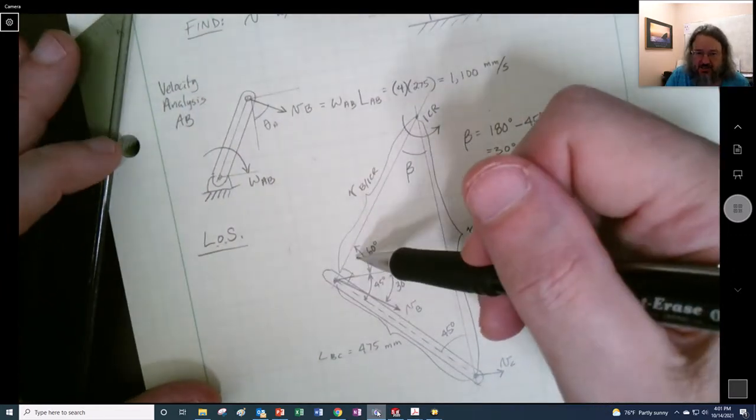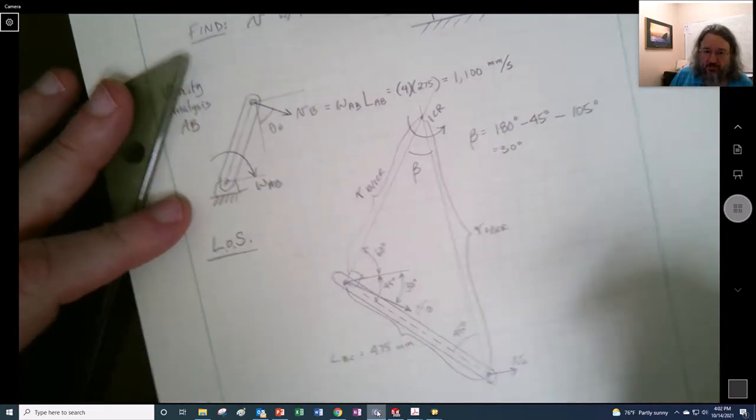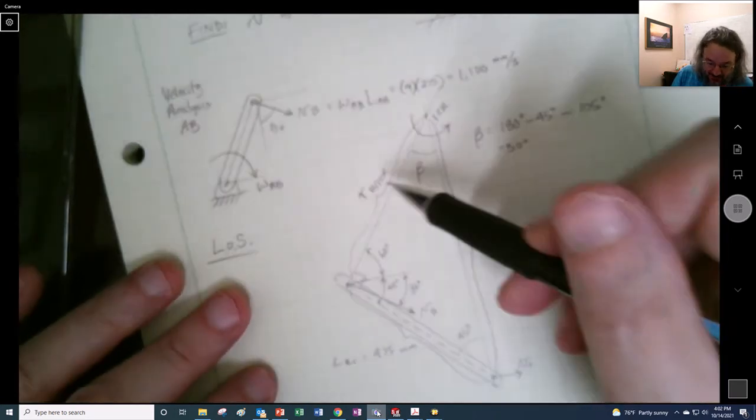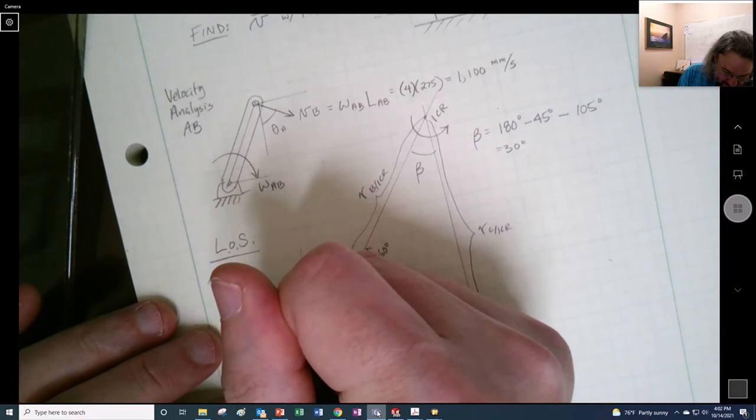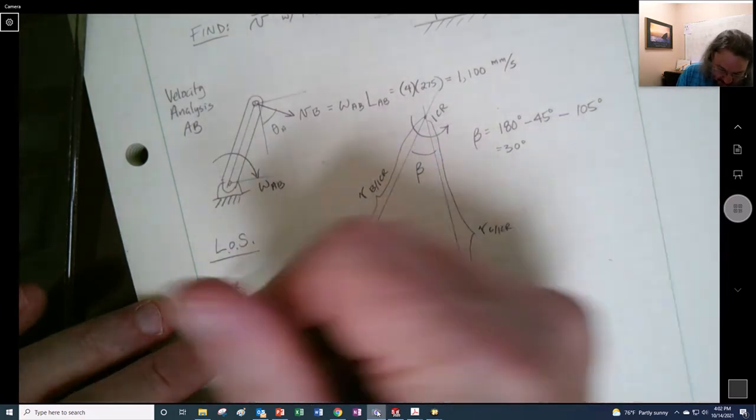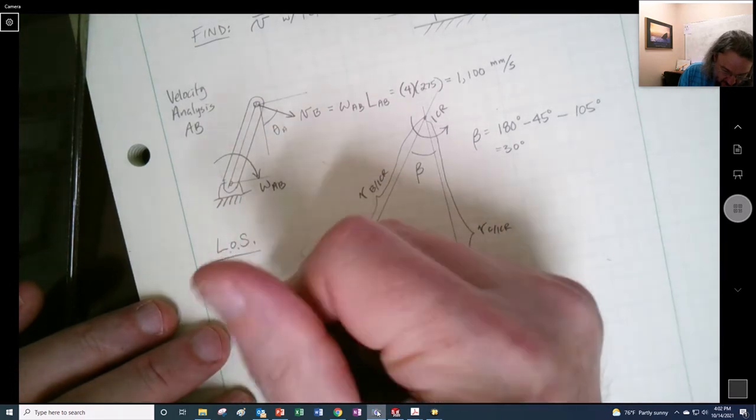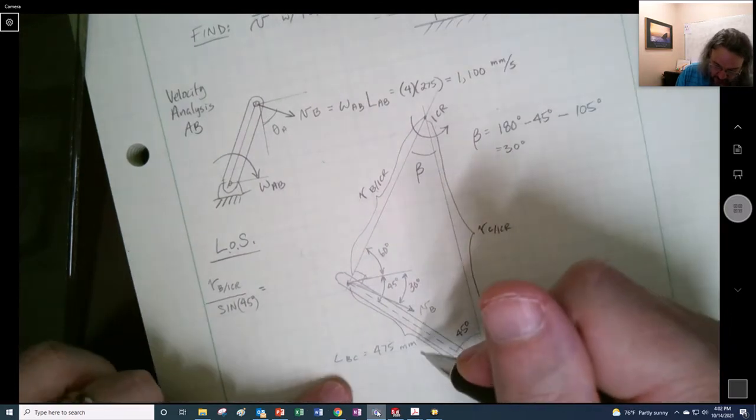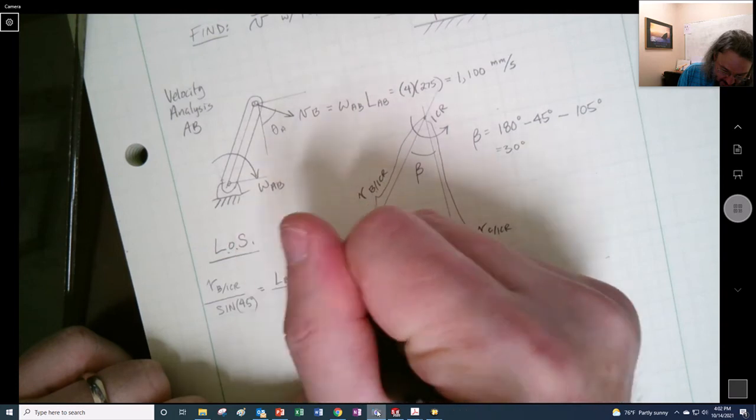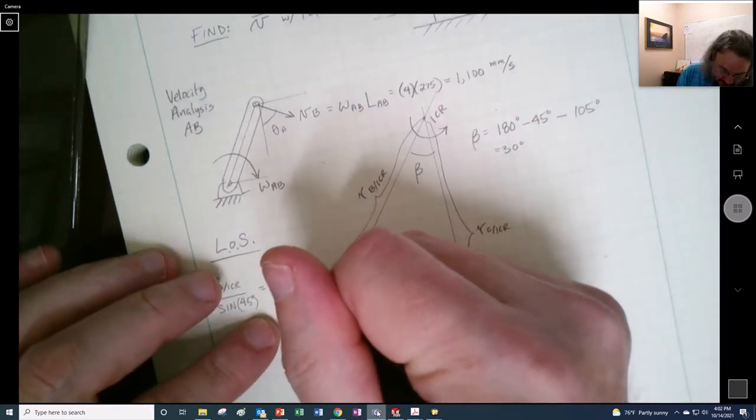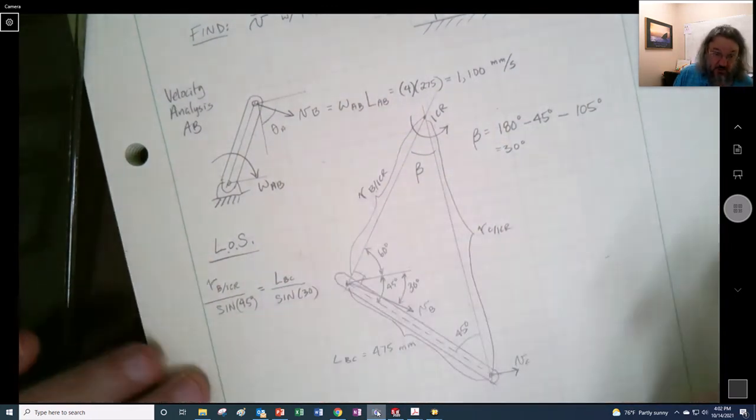Yes, because this line, that was 60 degrees. This is vertical. That had to be 30 degrees. Okay, so anyway, now we have to find RB with respect to ICR. So it's going to be RB with respect to ICR divided by the sine of 45 degrees equal to LBC, I'm going to write it in a symbol, divided by the sine of beta, which is 30 degrees, right?